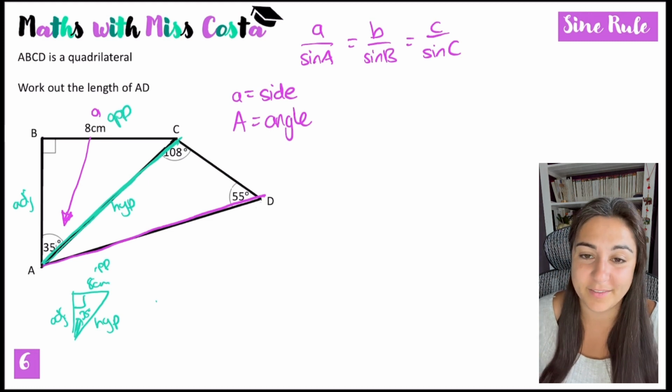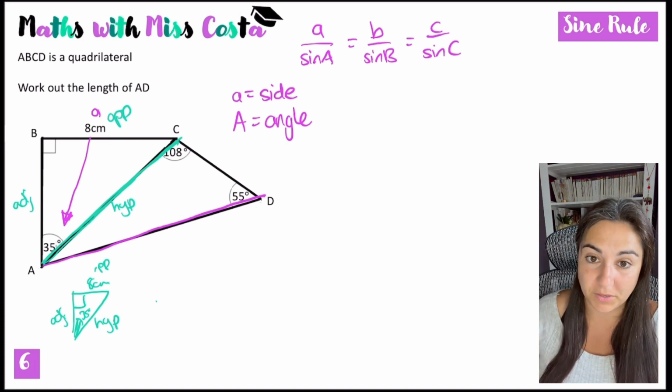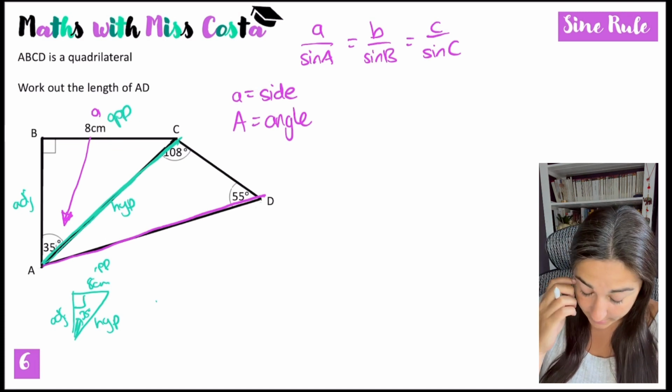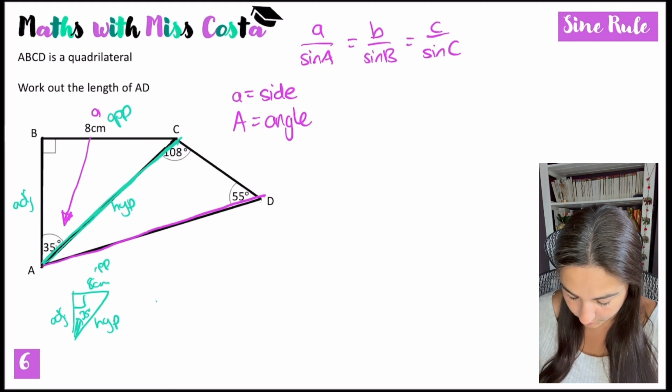I forgot to mention that at the very beginning. The sine rule and cosine rule can only be used on non-right angled triangles. If it's a right angled triangle, you use trigonometry or Pythagoras. What was I doing?